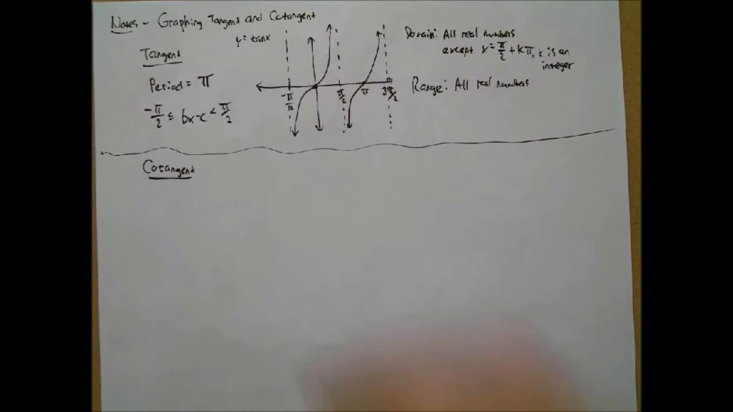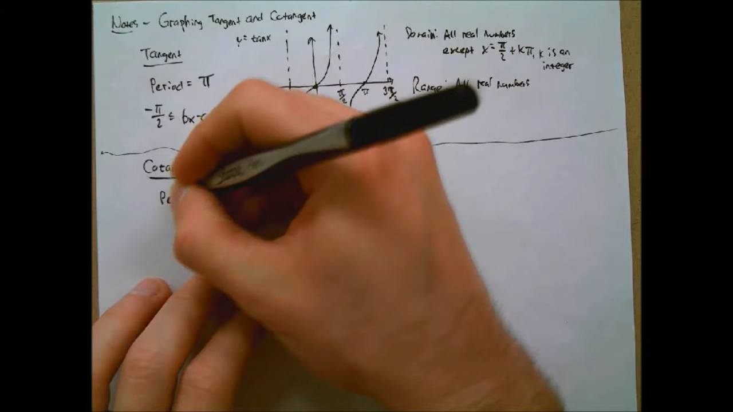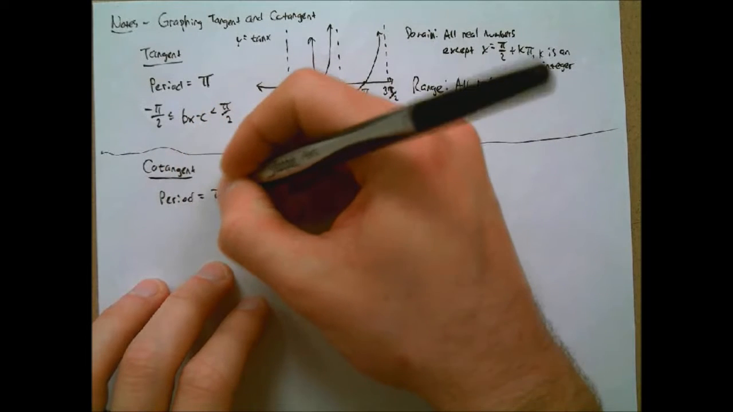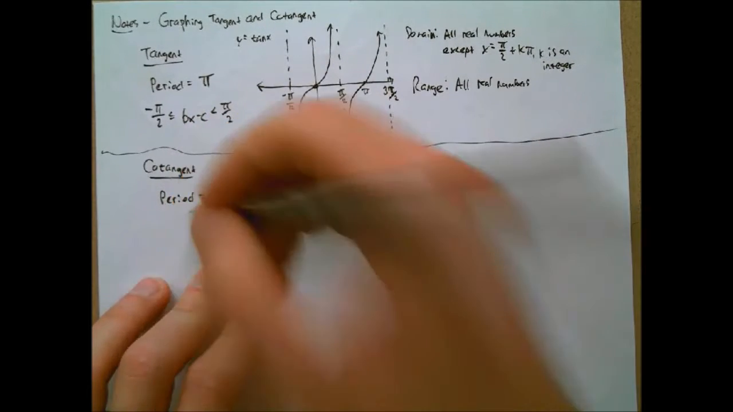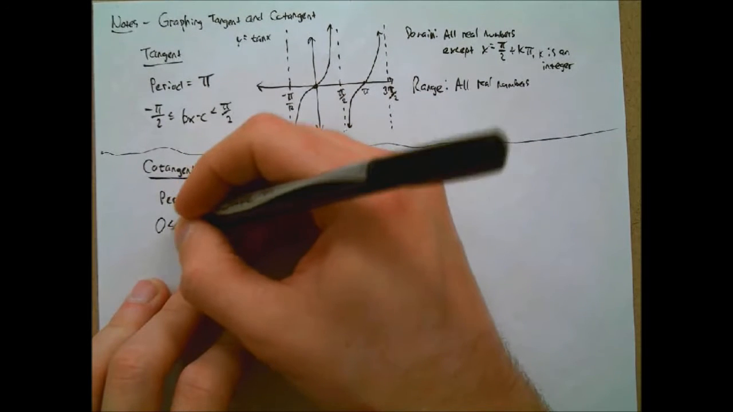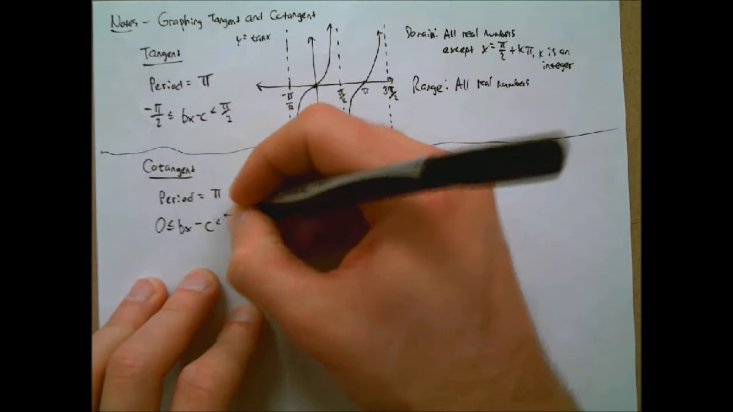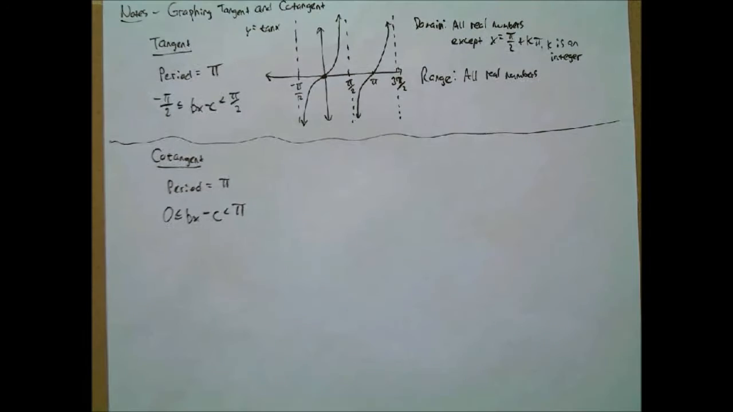Okay, so what are those subtle variations? Well, if we're going to talk about cotangent, its period is still pi. Okay, so it still repeats every pi. But it has the initial or starting period, what Rho was describing earlier, 0 less than or equal to bx minus c less than pi. Okay, so cotangent is maybe the easier one to remember. It goes from 0 to pi, and then you can stretch or shrink, and then shift left or right based on, again, your transformations.